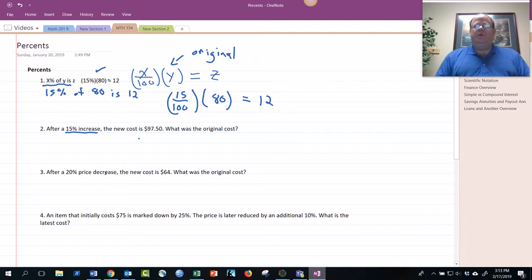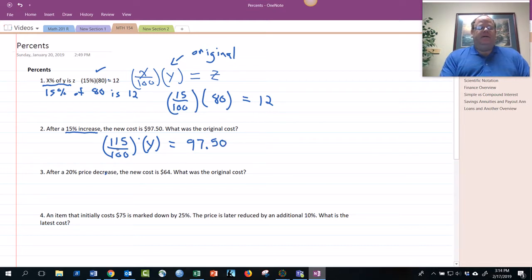Well, if there was no change whatsoever, it just stayed the same, you'd have 100% of what you started with. It wouldn't go up or down. So a 15% increase is 115 out of 100. Y is the original cost, the one we don't know, and the new cost is the $97.50. So now we just solve for Y.